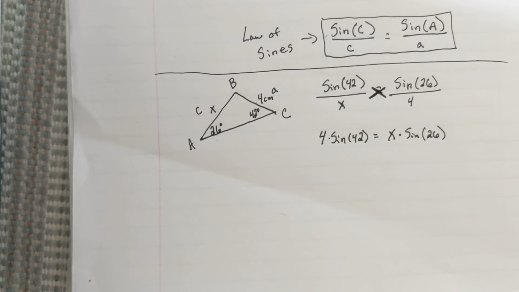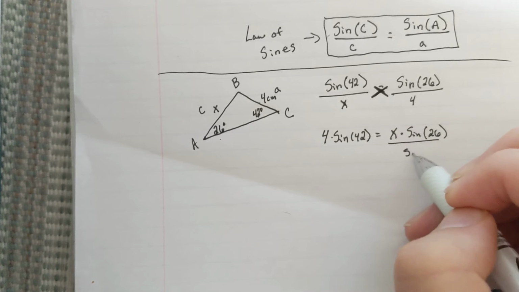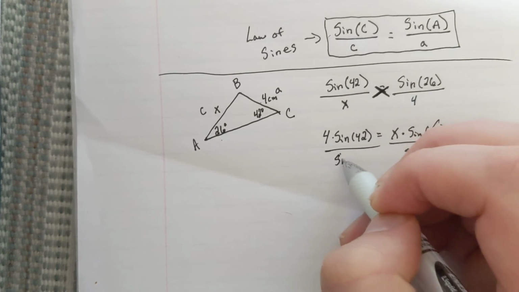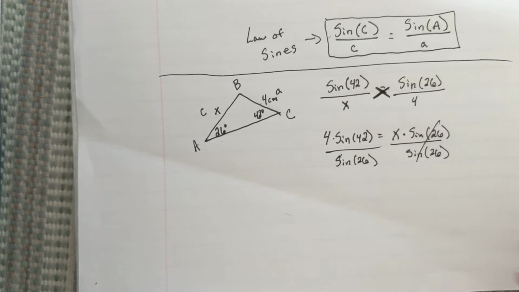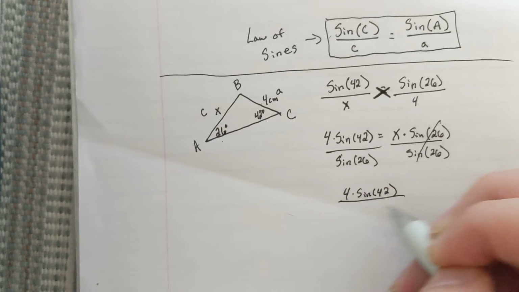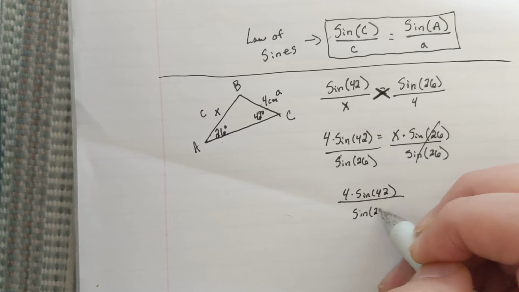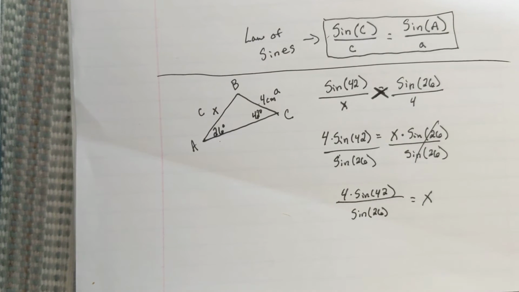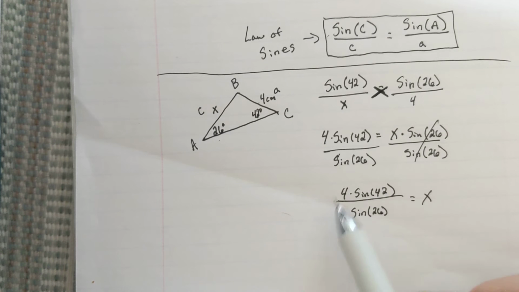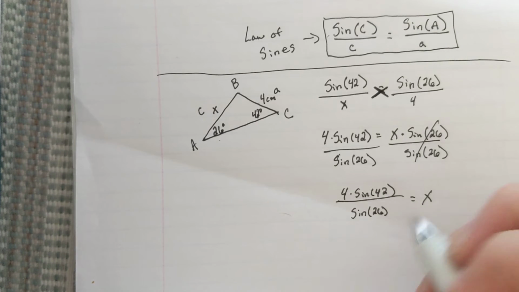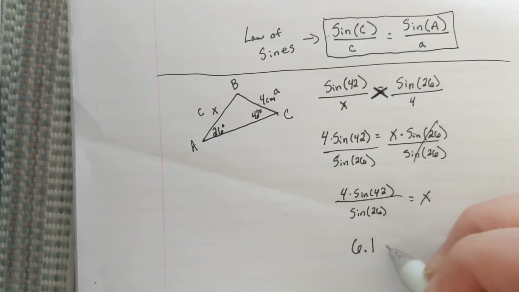So if we're solving that for x, we want to get x by itself. We're going to divide by sine of 26. Undo it on that side. And we have 4 times sine of 42 over sine of 26 equals x. Awesome. If we go back and type this in our calculator, making sure, again, we're in degree mode, making sure we pay close attention to the parentheses here and we're dividing everything correctly, we do get that this equals 6.1.